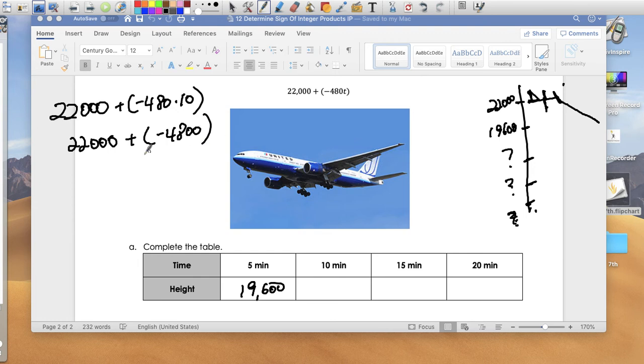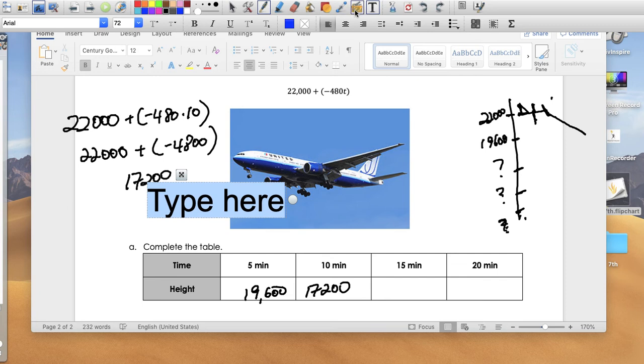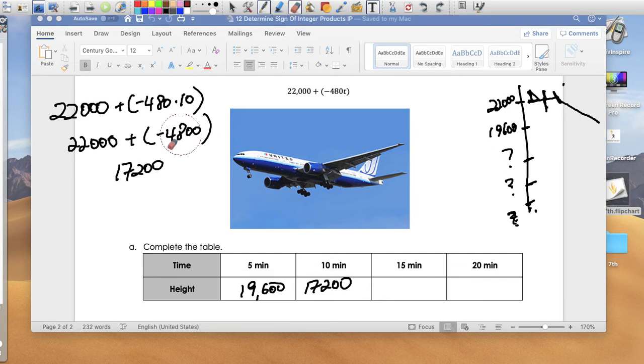It's going to be at 17,200. So that's where he is, in feet. So after 10 minutes, it's even lower. I'm going to have to repeat the process, so I'm going to erase this. Sorry. All right, so I'm going to erase this.